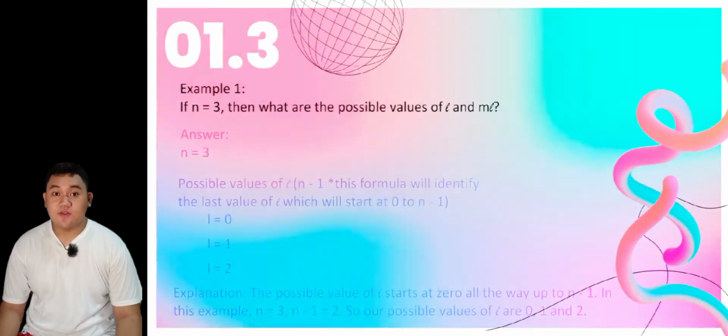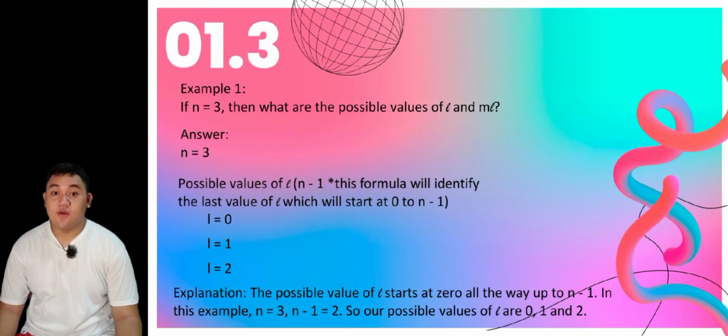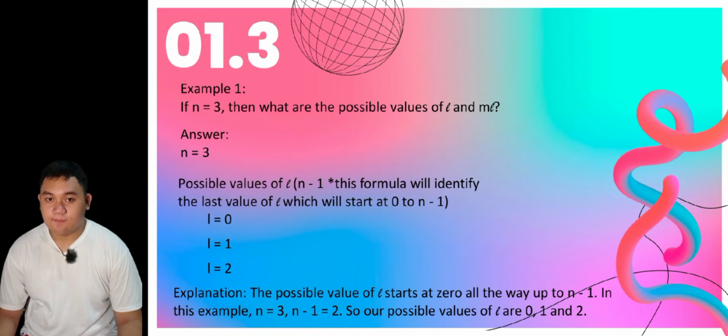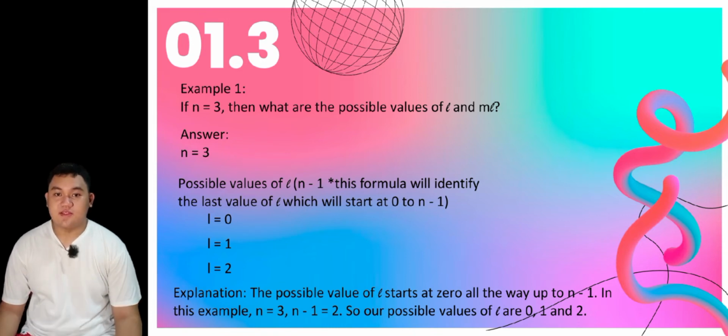Well, the possible values of L start at 0 and they work their way all the way up to n minus 1. In this case, n is 3, and 3 minus 1 is 2. So our possible values of L are 0, 1, or 2. For the n equals 3 electron, there are 3 possible values of L, and again, the electron that we are talking about is only going to choose one of these 3 values of L.